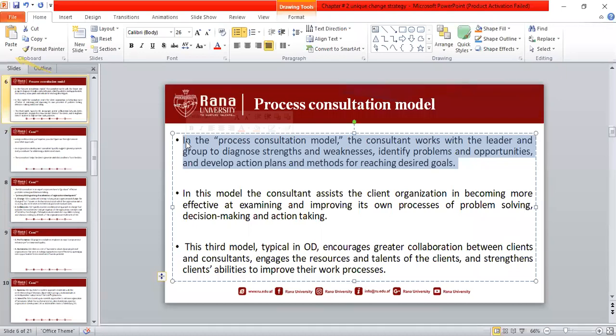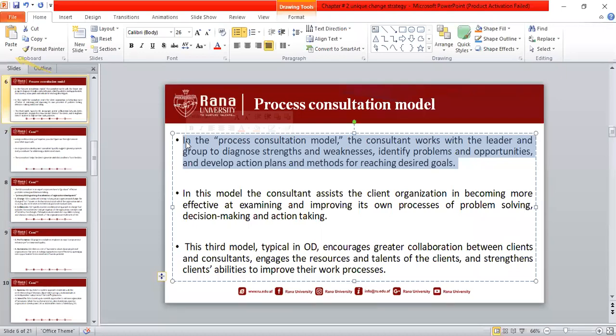Now, how is this third model different from the above two models? In the first model, the purchase of expertise model, there are only two persons: the OD practitioner and the client. Who is the client? The client is the leader of the organization, a client of the OD practitioner because he has a problem. Similarly, you are a patient and there is a doctor. Because you have a problem, you look to see a doctor.